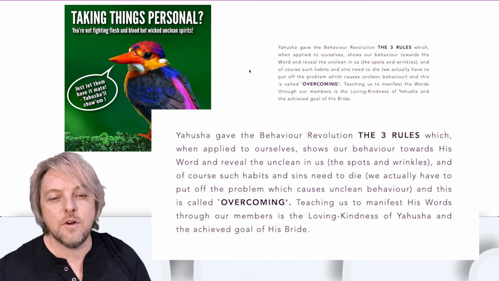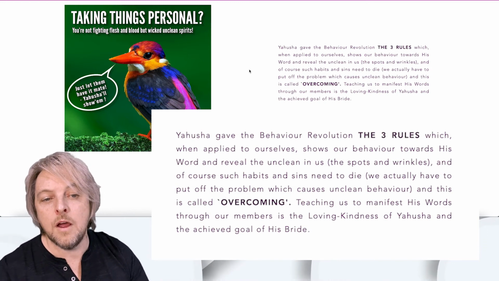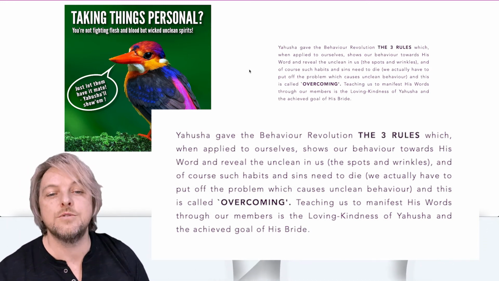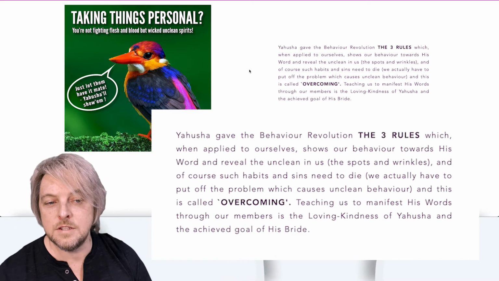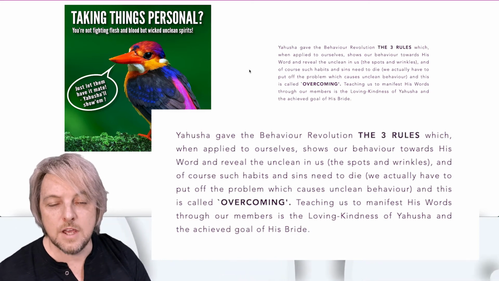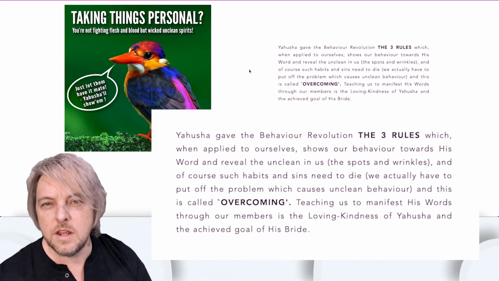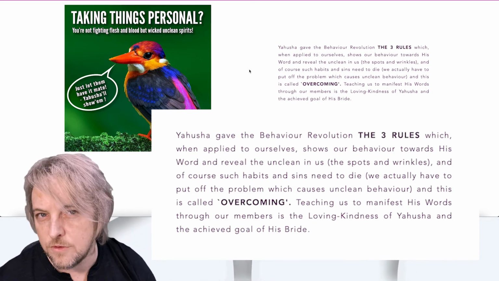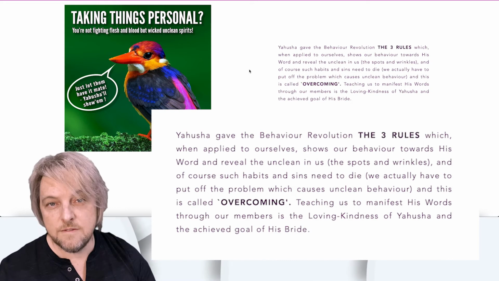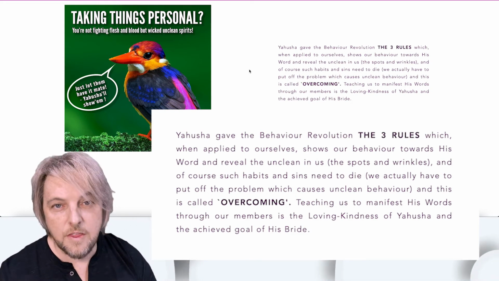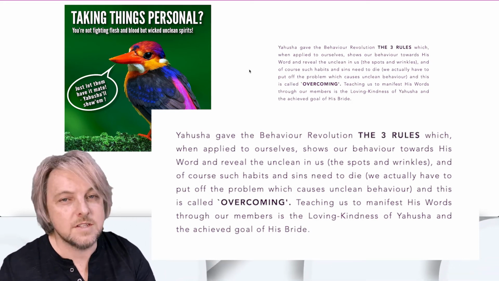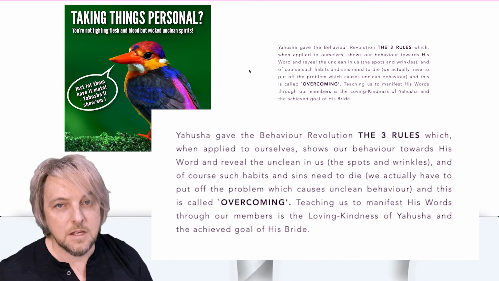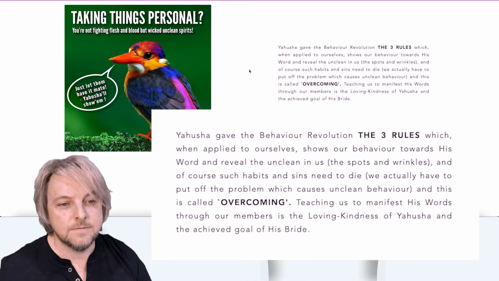Yahusha gave the behaviour evolution the 3 rules which, when applied to ourselves, shows our behaviour towards his word and reveals the unclean in us. Why do you think most teachers, preachers, pastors, rabbis, messianics, Nazarene don't want to know about the 3 rules? Because they don't want to face themselves. They want to continue going on the same path they're on, using his name to do it.